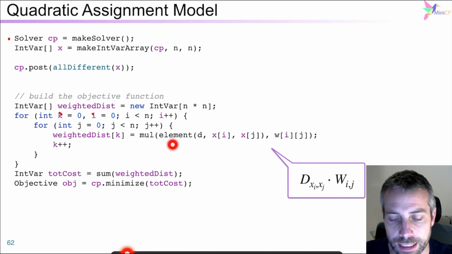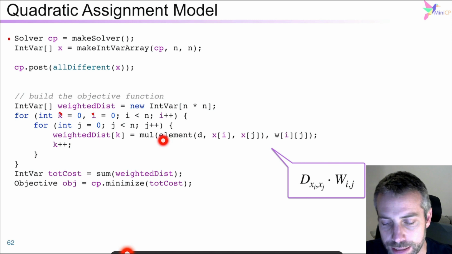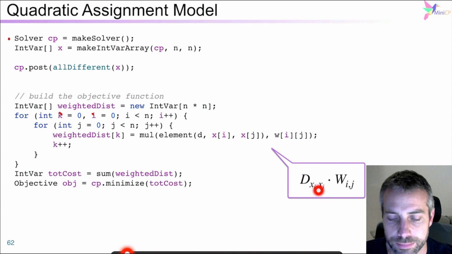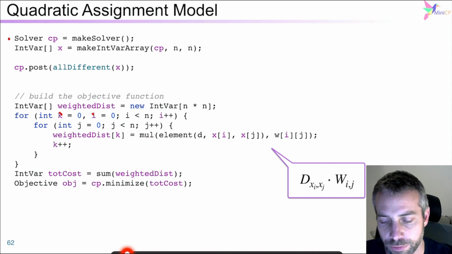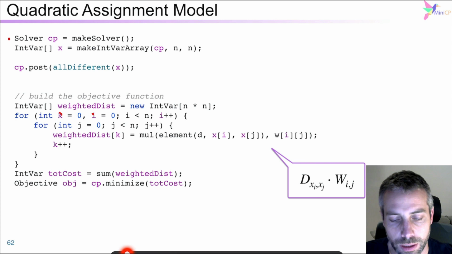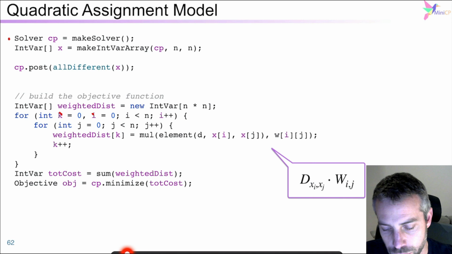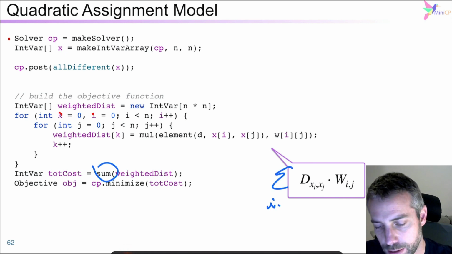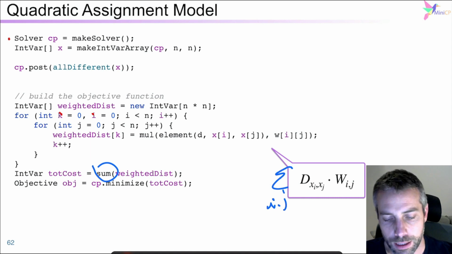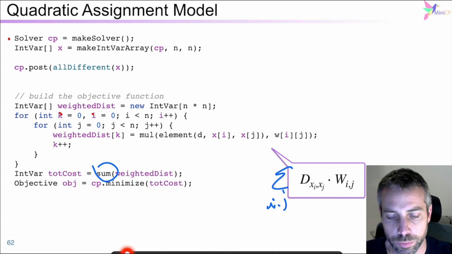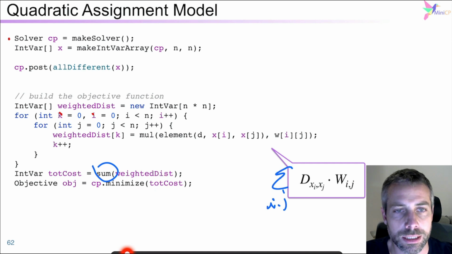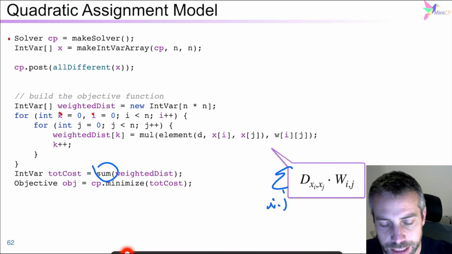And what you can see there is that I'm using the element constraint. So this component there is really the modeling of D indexed by xi, xj. Okay, and the mul is for the multiplication that you have between the two. Then we will, of course, sum all these components. So that sum is the same as doing this. Okay, so we do the sum of each of them. And then what we would like to optimize is, of course, to minimize the total cost, minimize this total weighted sum. That's the model of the quadratic assignment problem.